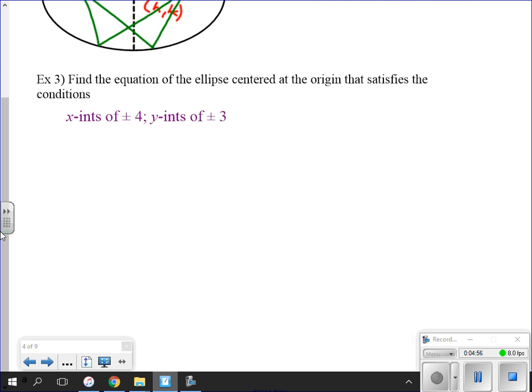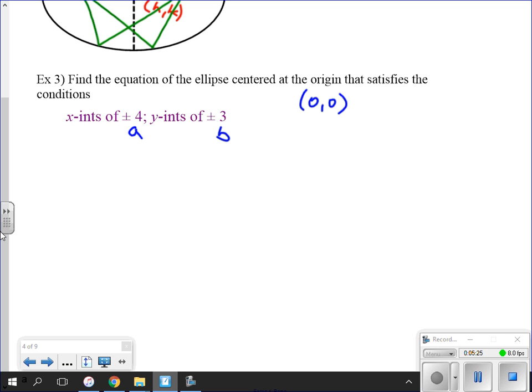Okay. So, find the equation of the ellipse centered at the origin. That means our h and k are 0, meaning the following conditions: x-intercepts of plus and minus 4. That means our a is 4. Y-intercepts of plus or minus 3. That means our b is 3.